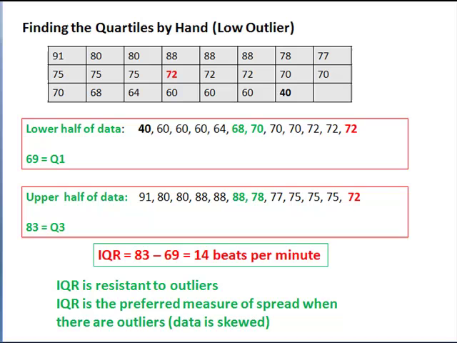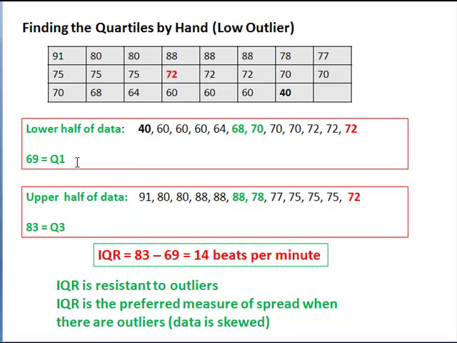Before leaving the concept of the interquartile range, we consider how it is affected by outliers. So I have changed the previously low data value of 52 to 40. A pulse rate of 40 is much lower than the other data values, so it's an outlier on the low side. Notice, however, that when computing Q1, the first quartile, Q1 is still the average of 68 and 70, so Q1 remains the same at 69 beats per minute.